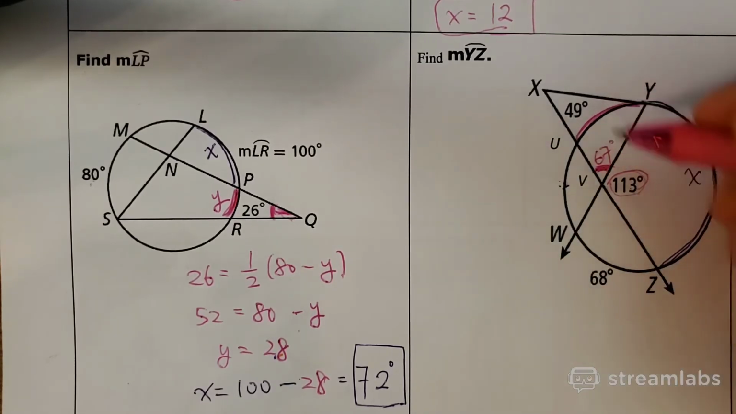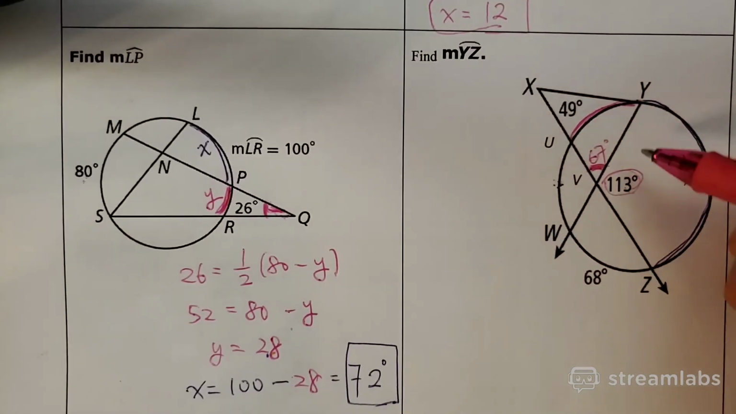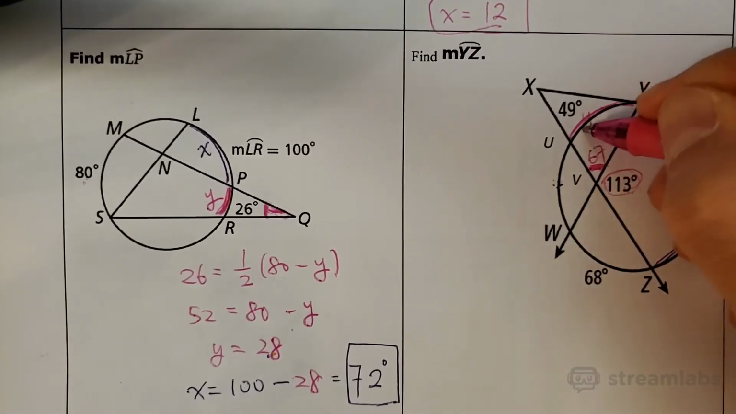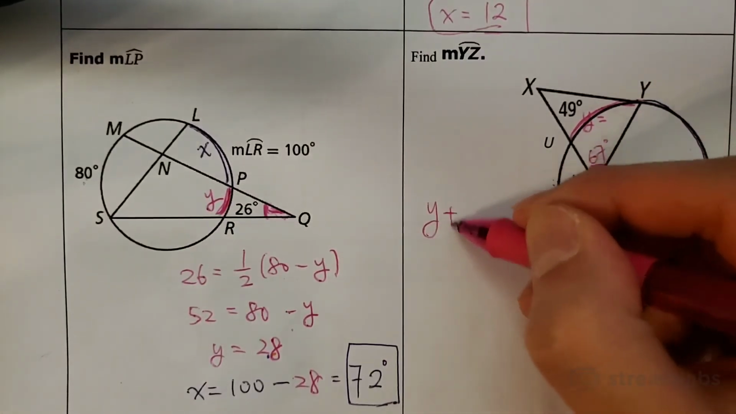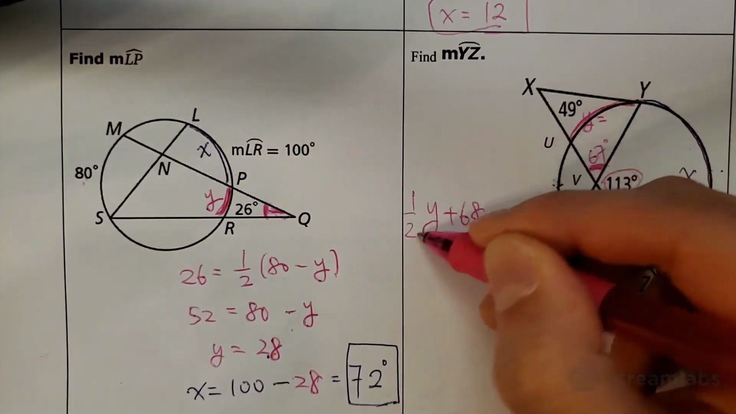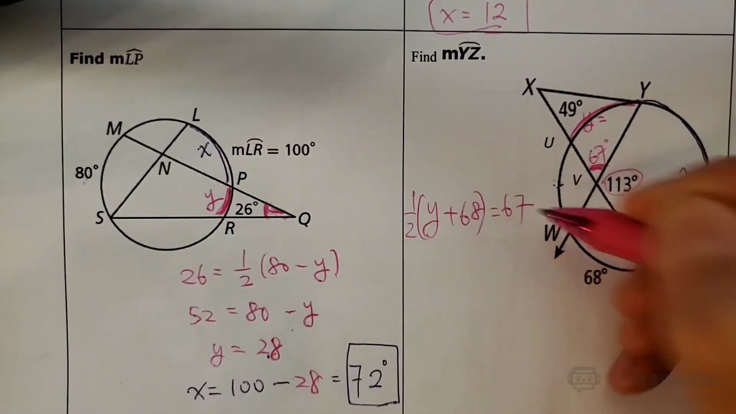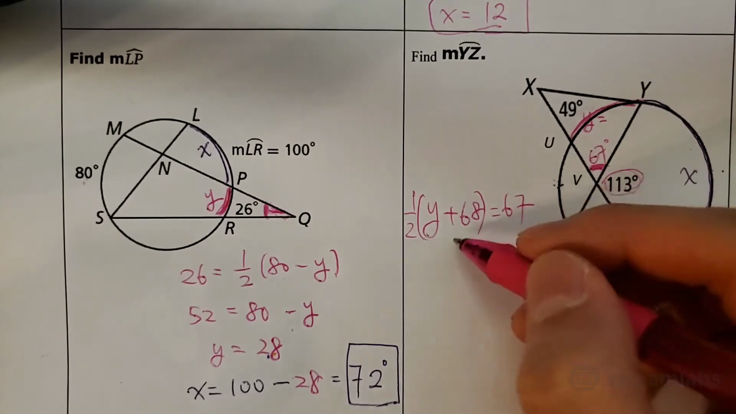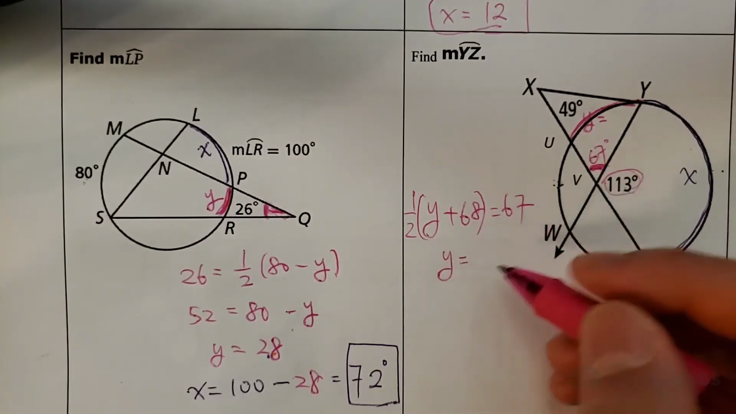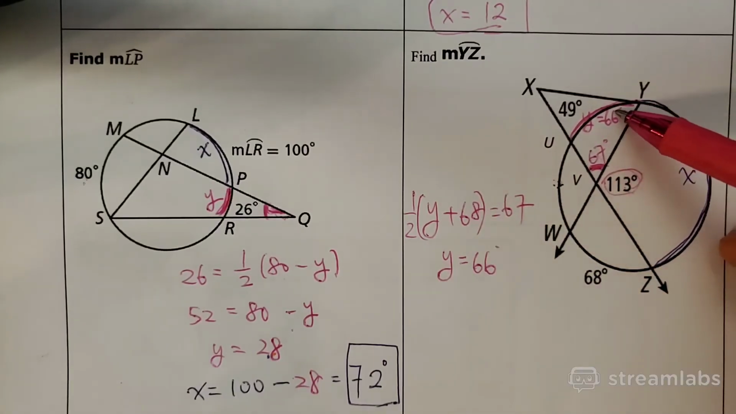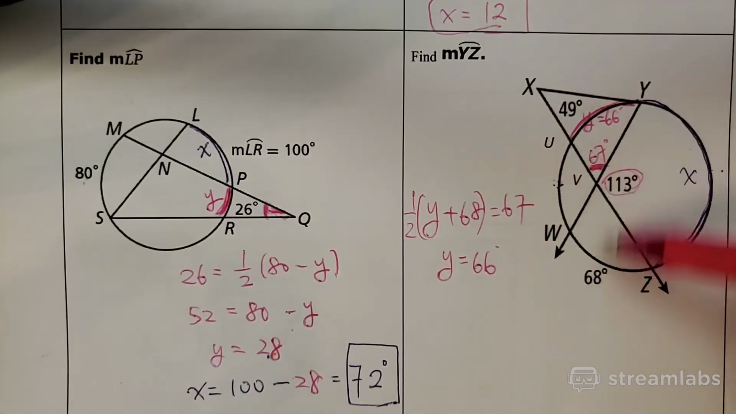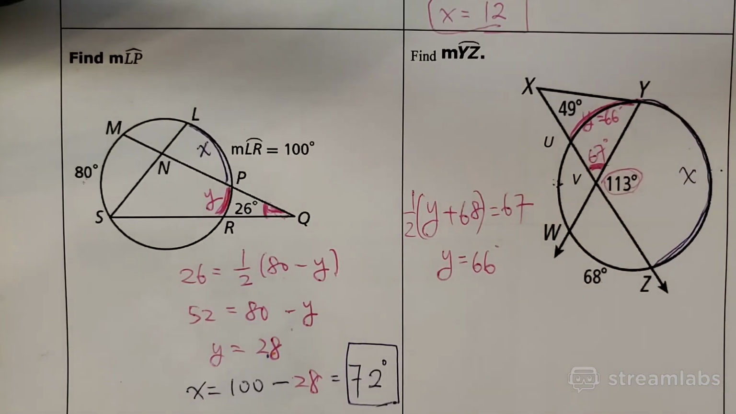So this is supposed to be the average of the two, right? So let's just call it y or something, okay? So this is going to be y plus 68 half is equal to 67, right? So then that y would end up being 66. How do I know it's so fast? Well, because 67 is supposed to be the middle of 66 and 68, right? I'm just averaging. Okay.